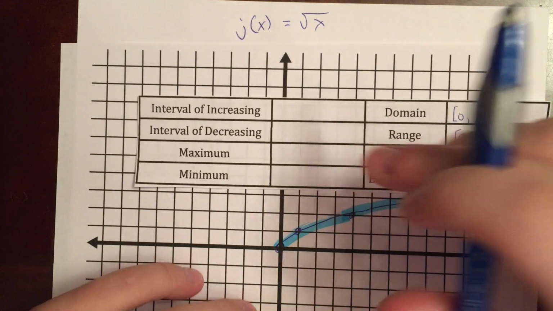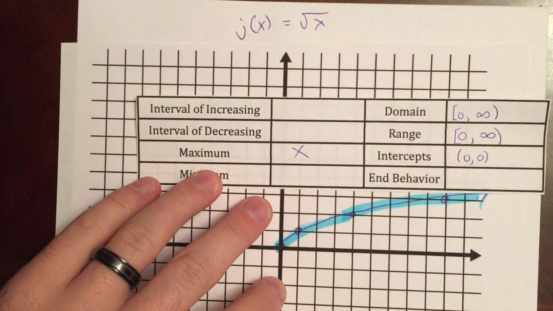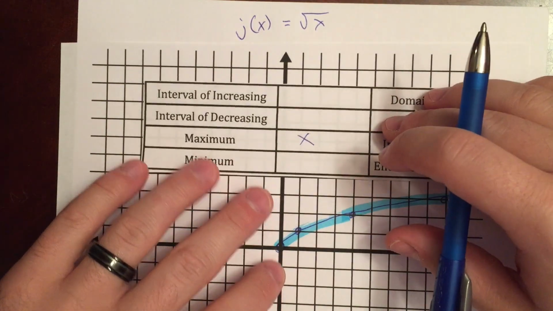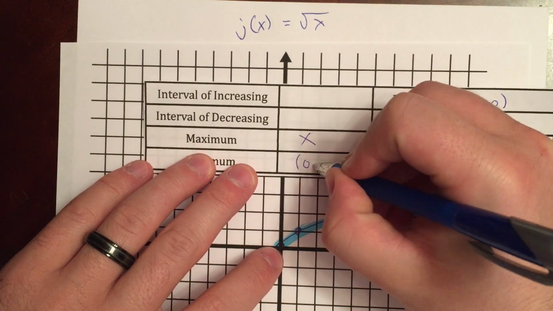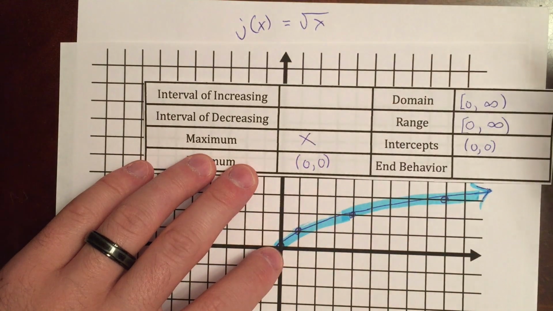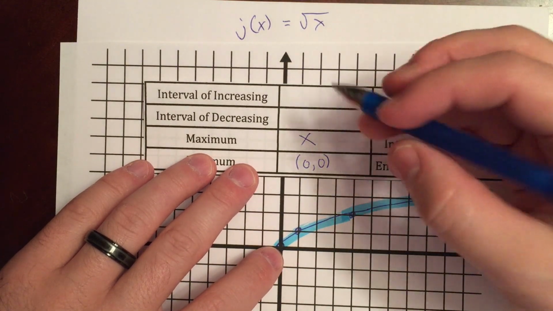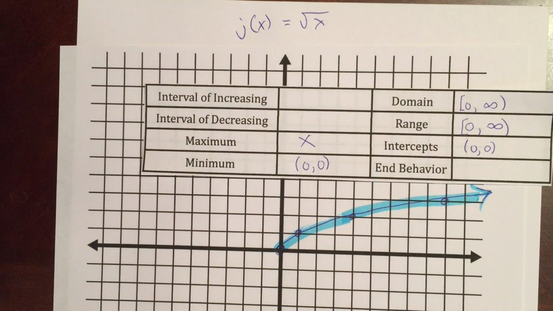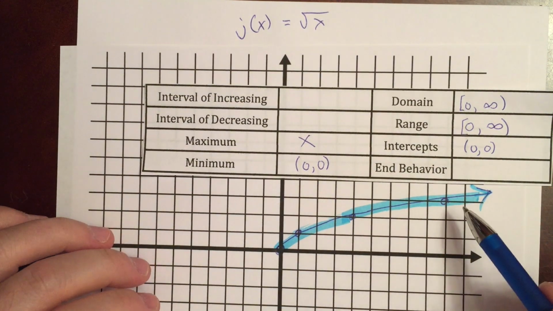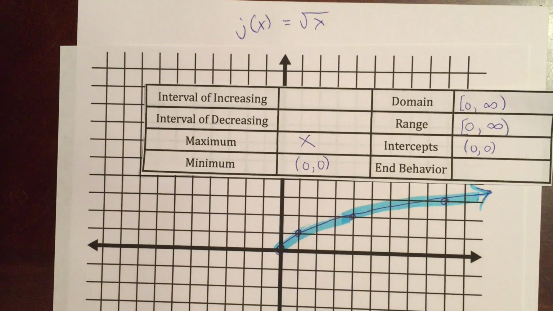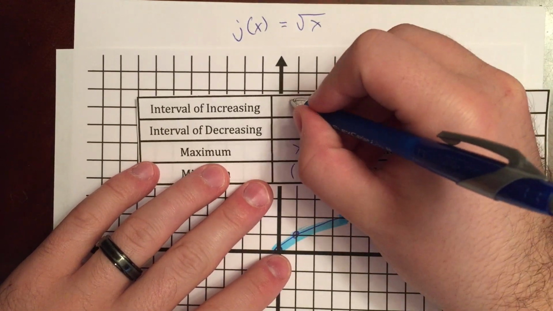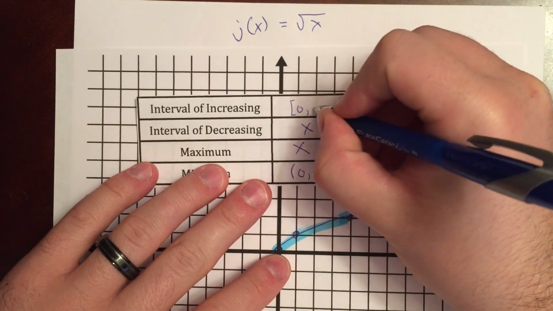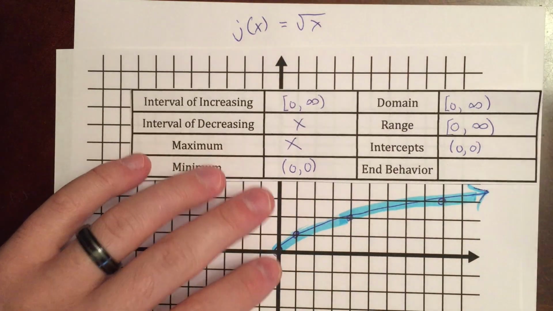For the maximum, there is no maximum. It'll keep going up forever. It'll never reach an absolute maximum. The minimum is the lowest point, and on our graph here, the lowest point happens to be (0, 0). For decreasing, that would mean where is the rate of change negative? Well, this particular function, in this form, does not have any intervals of decreasing, but it does have intervals of increasing, and the interval of increasing happens to be the entire domain.